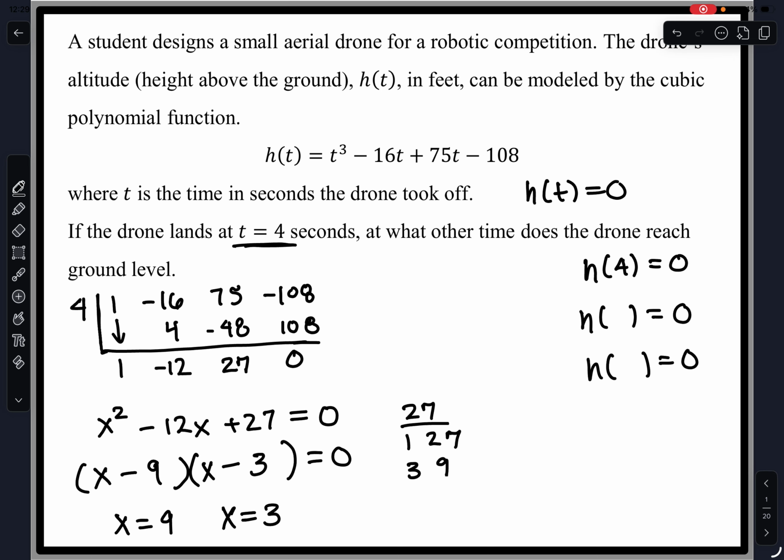and 3. So if I plug in the number 9 for t into this function, that's going to make this thing equal to 0. And if I plug in the value of 3 into this function, that's going to also make this thing equal to 0. So the other two solutions here is that t has to equal 9 seconds and 3 seconds. So those are the other times that the drone is going to be at ground level.